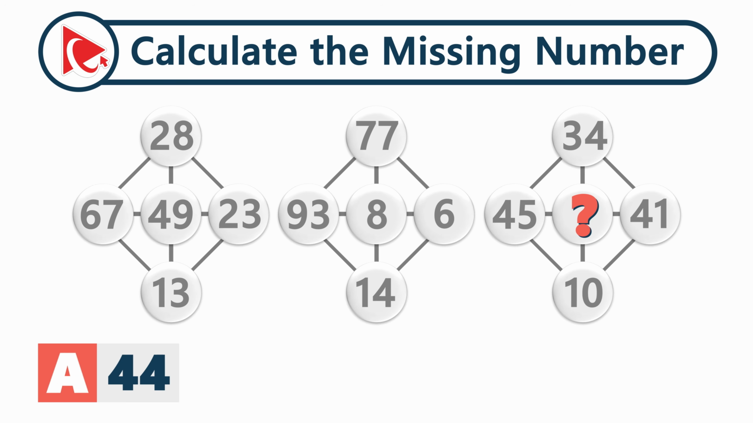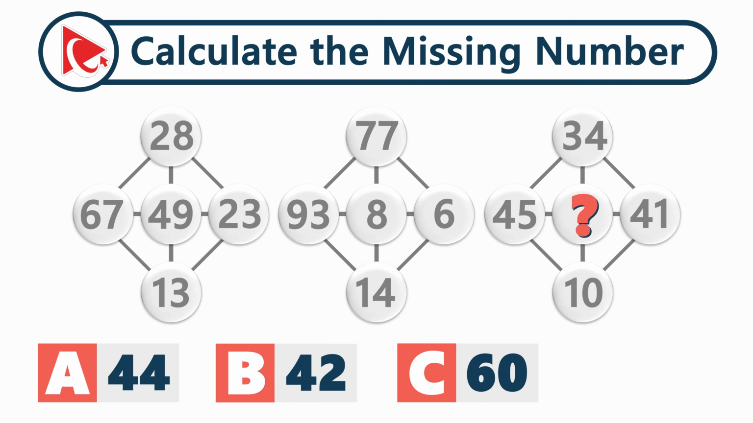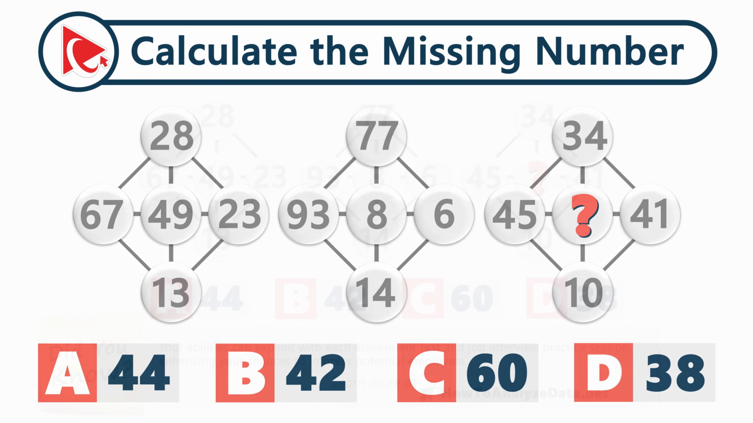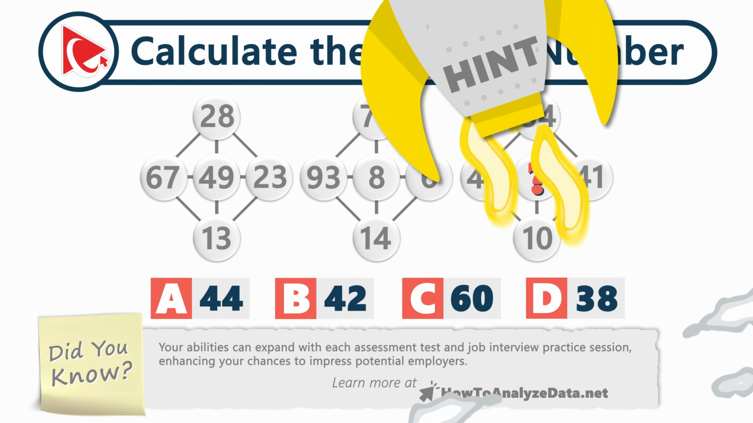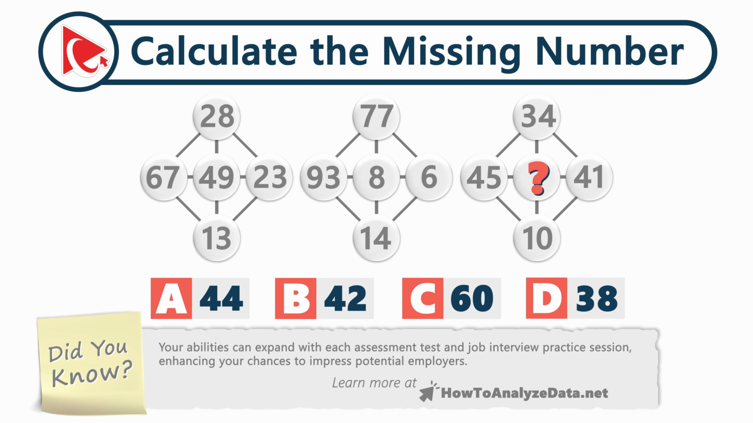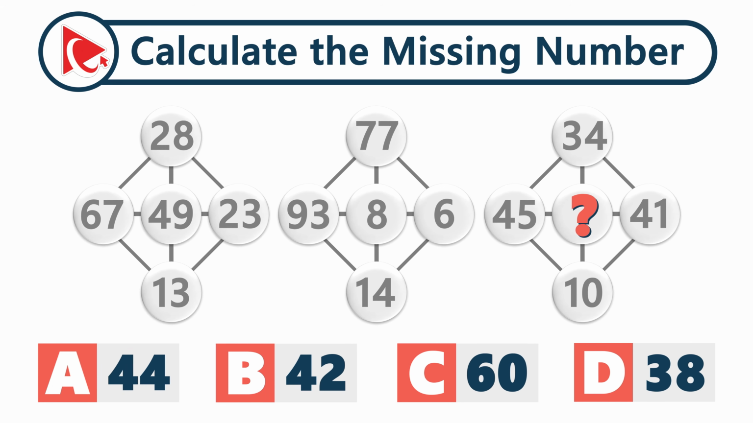Choice A, 44. Choice B, 42. Choice C, 60. And last but not least, choice D, 38. Here's a hint to boost your confidence and help you achieve mastery. Take a close look at the numbers in the first diamond, our rough diamond.